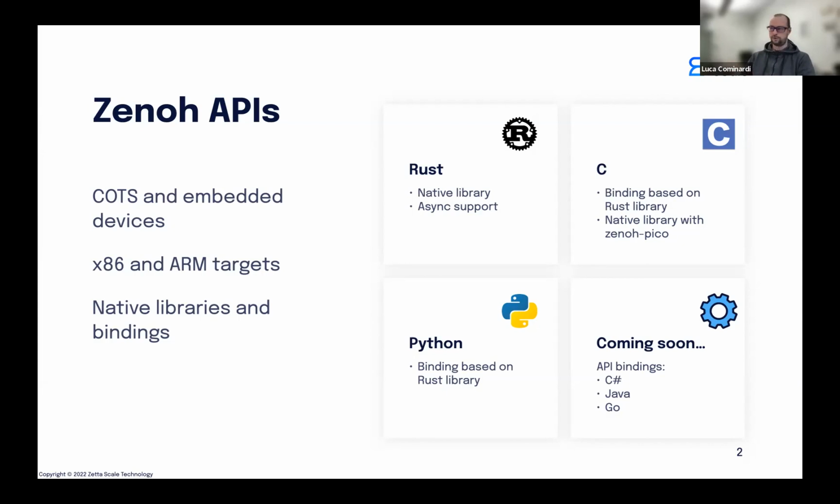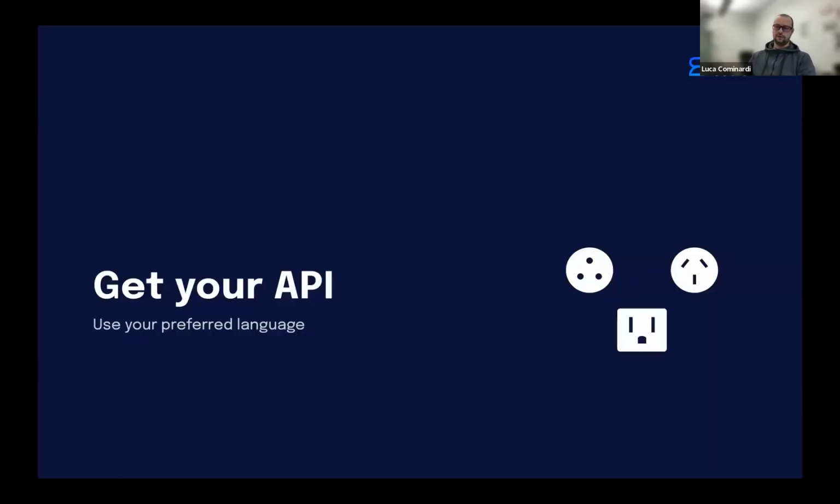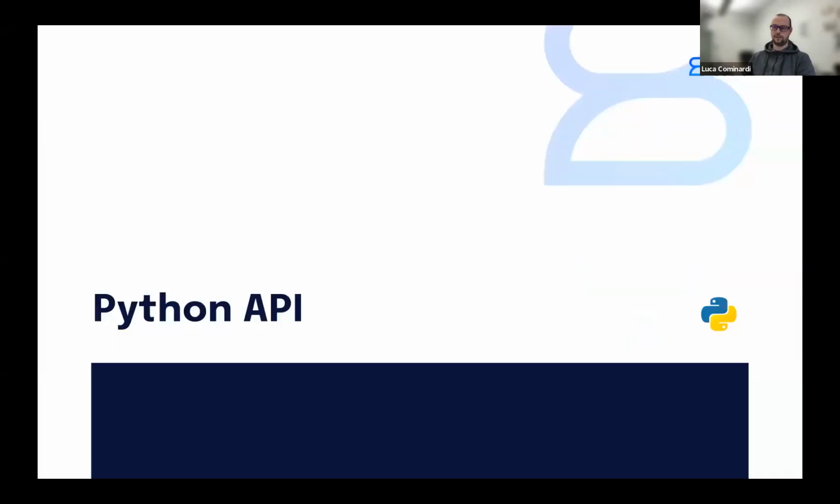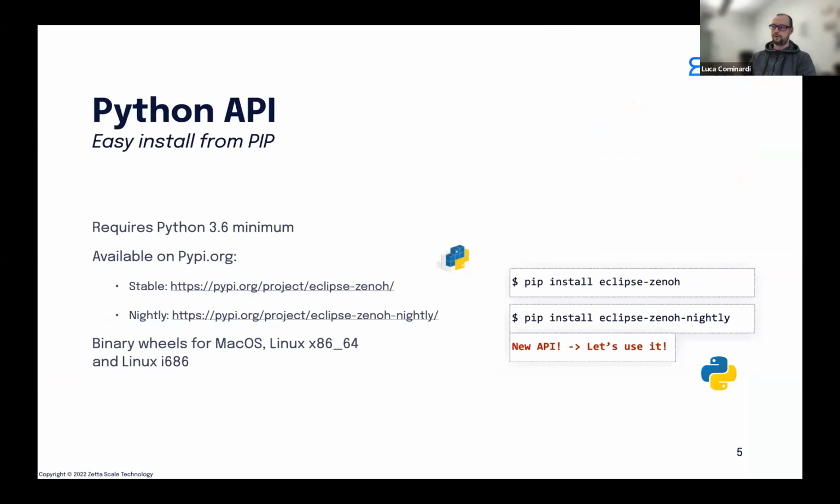For today's session, we're going to focus on the Python APIs, simply for the sake of time and simplicity. But the same things that you can do with Python, you can do with Rust, you can do with C, as we will quickly see. Right, so you've got the API. How to get it, as concerns the Python API, is pretty simple. You just use pip, the package manager for Python, if you have ever used Python before. Just pip install eclipse-zenoh or eclipse-zenoh-nightly, which is the version that we're going to use today, and with that you've got your Zenoh APIs installed on your machine.